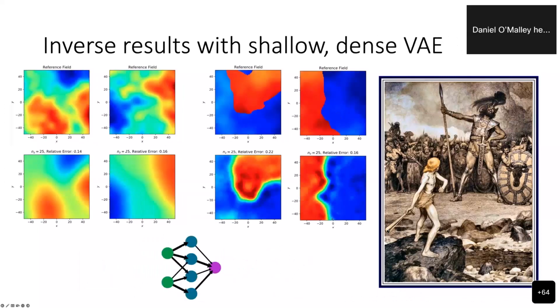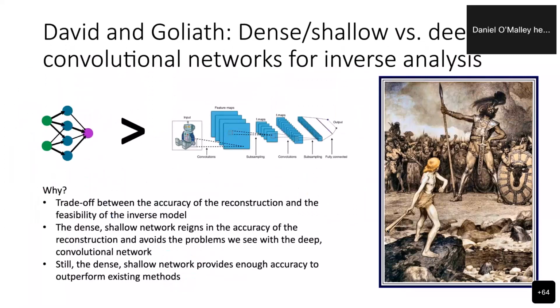But if we use the shallow dense network, we're much less vulnerable to those problems, and it tends to work well. At least for the problems that we studied, it seemed to work well in all instances. So in this case, the shallow dense network is outperforming the deep convolutional network. We think there's a trade-off between the accuracy of the reconstruction and the feasibility of the inverse model. As your neural network becomes better at representing your permeability maps, it also becomes harder to solve the inverse problem, or to get to the global optimum for the inverse problem.